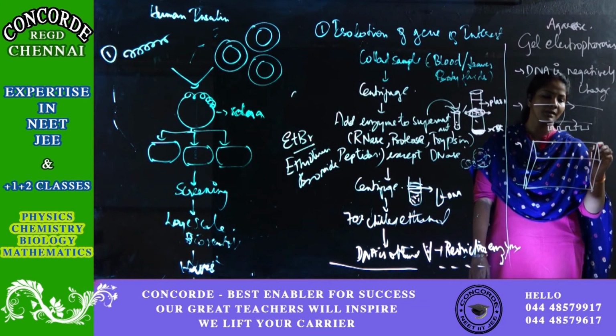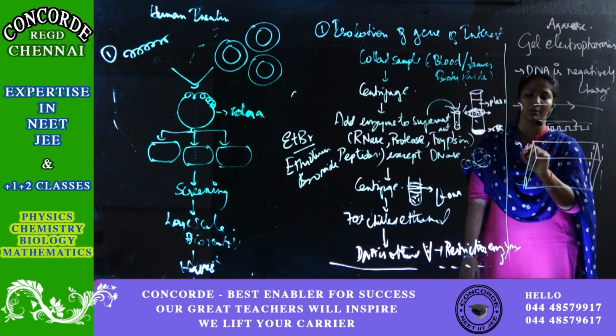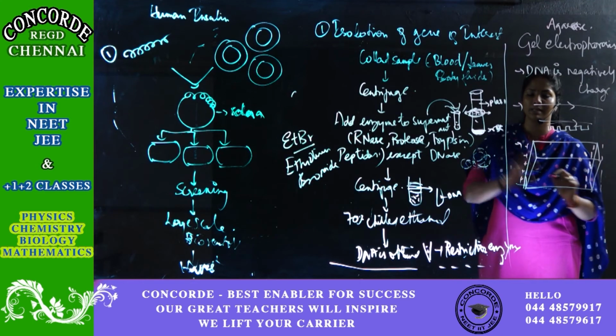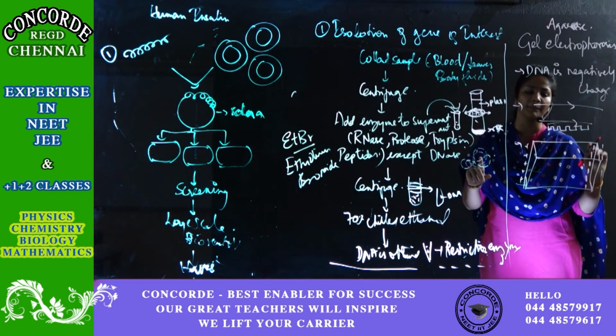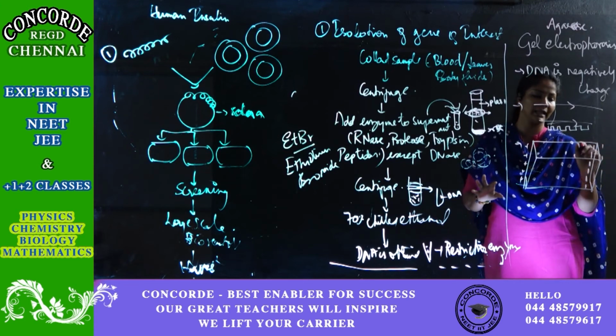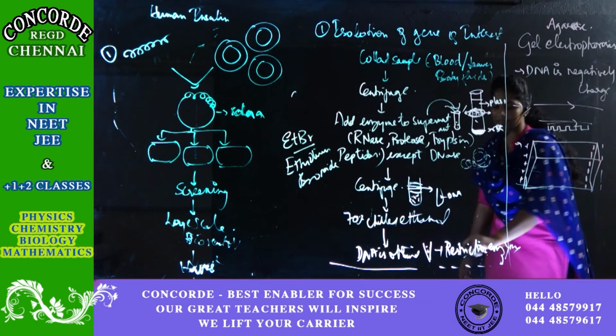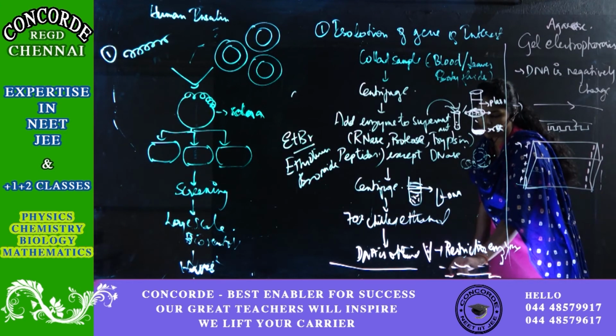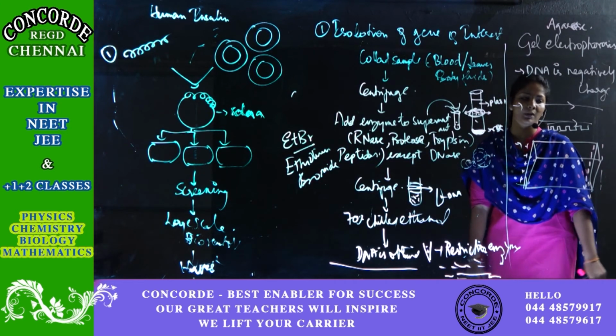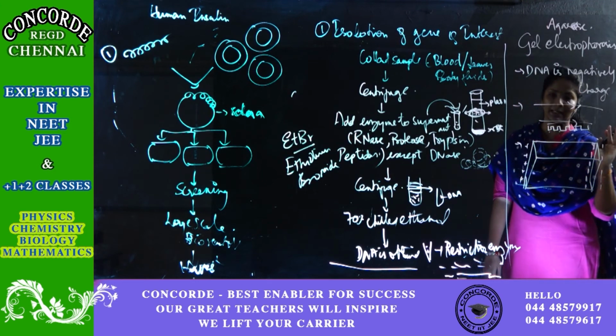Now this is your negative charge, and this is your positive. DNA will move towards the positive charge only, correct? So I'll just switch on the electricity. The DNA pieces need not be of the same size. Some might be larger, some might be small. They will be of various sizes, so I will start running the gel.